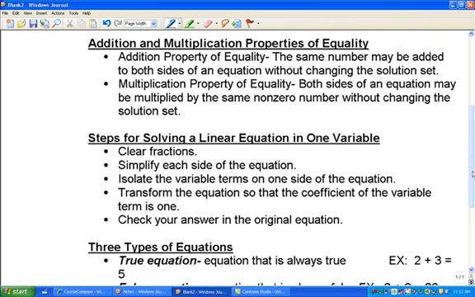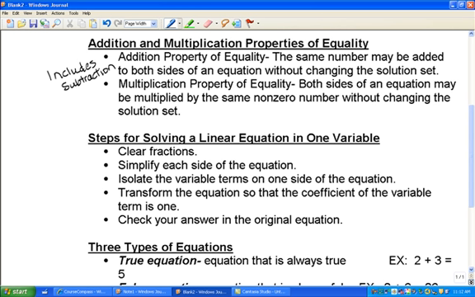Addition and multiplication properties. Addition property of equality: the same number may be added to both sides of an equation without changing the solution set. Now, given that subtraction is defined as adding the opposite, this would include subtraction. So we can add the same number to both sides or subtract the same number from both sides.